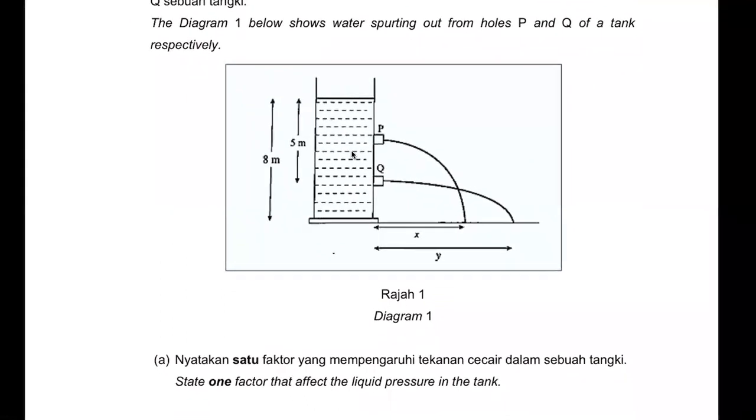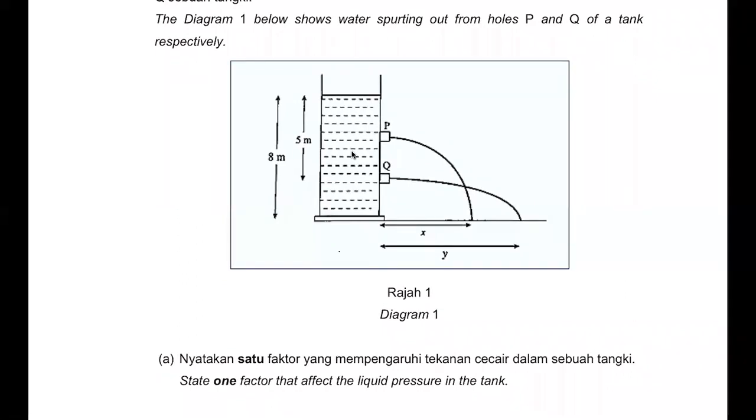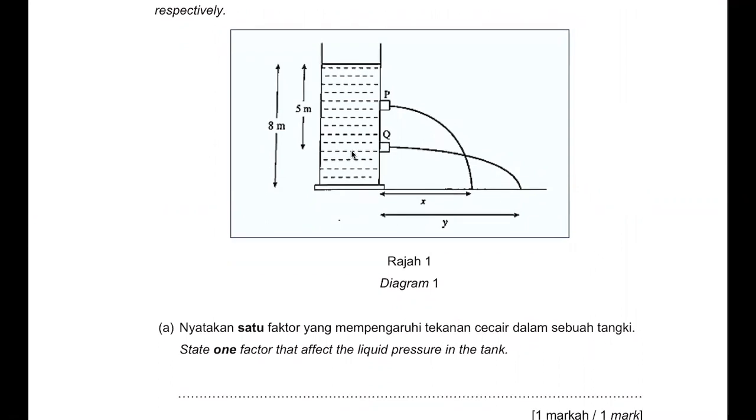Okay, so diagram one below shows water spurting out from holes P and Q of a tank respectively. State one factor that affects the liquid pressure in the tank. So what are the factors that affect the liquid pressure in the tank? Depth, okay. Other than that, density, right. The clue is actually given from this formula.